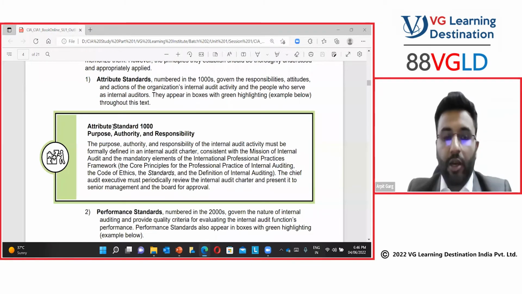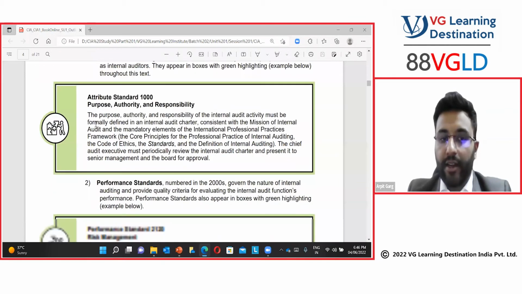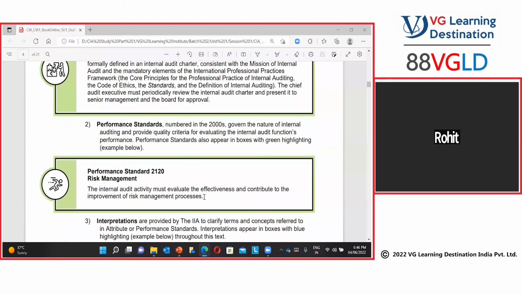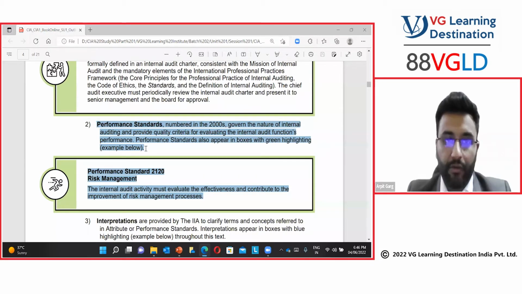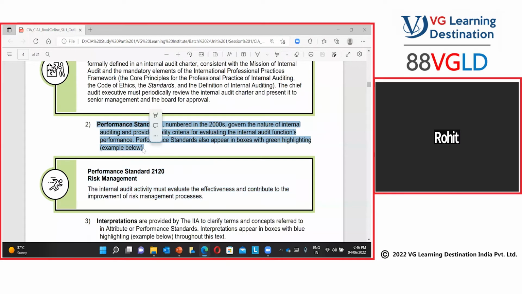All right. So coming on performance standard. Can I have a volunteer who would like to read this? Hi, this is Rohit here. Yeah, Rohit, please go ahead. Performance standard 2120 risk management. No, just read out this heading. Start from here. Performance standards numbered in the 2000s govern the nature of internal auditing and provide, can you just remove the cursor?